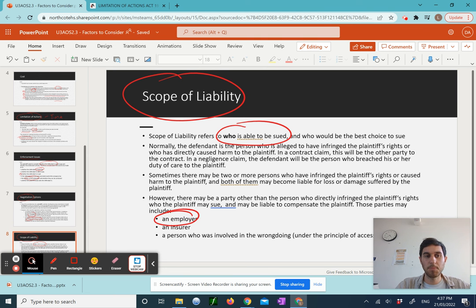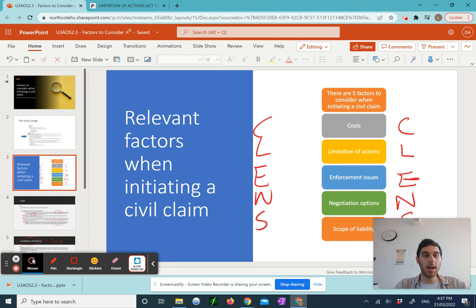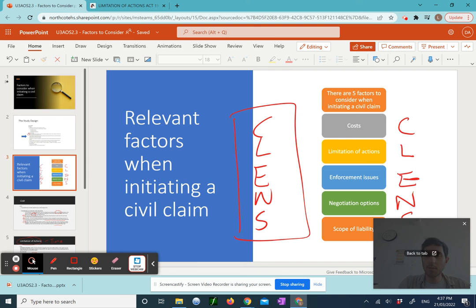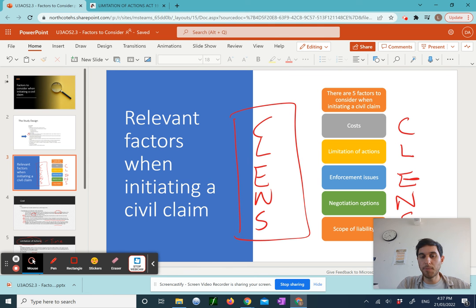All right, and those are our 5 factors to consider. Remember our acronym: CLEANS, cost, limitation of actions, enforcement issues, negotiation options, and scope of liability. And that's it for today.